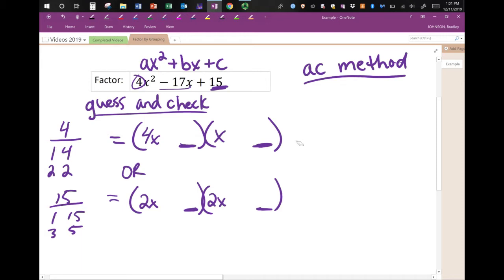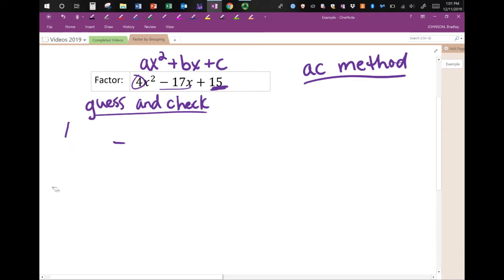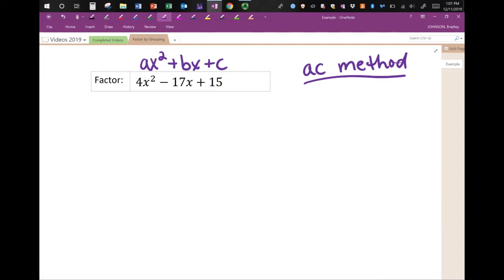So I am not going to do it this way. I'm just going to erase all of this. I will not do it the guess and check way because it's just a lot of complications that could occur, and you could accidentally multiply it incorrectly or anything like that. There's a lot more room for error in that method. So I'm going to do the AC method.